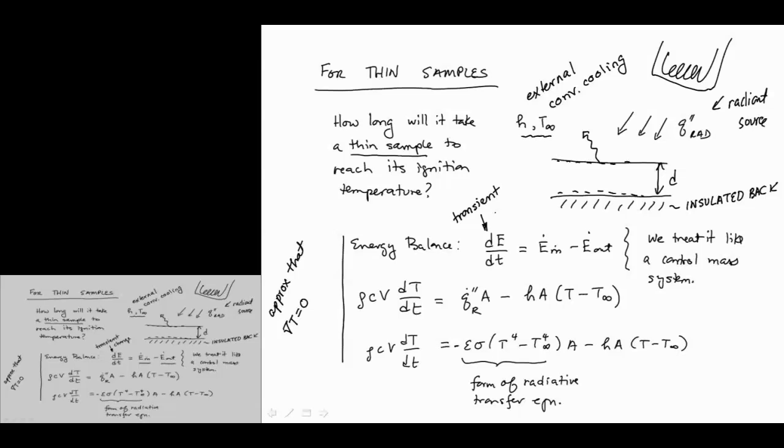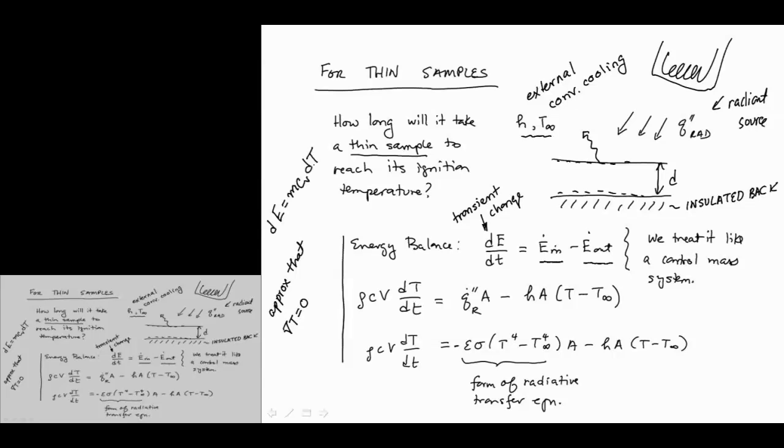And so it's just a control mass system, as we say, for example, in thermodynamics. Because it's a control mass system, we say that the change in energy is equal to the mass of the sample times the specific heat capacity of the sample times the change in temperature. Capital I'm going to say it's extensive.